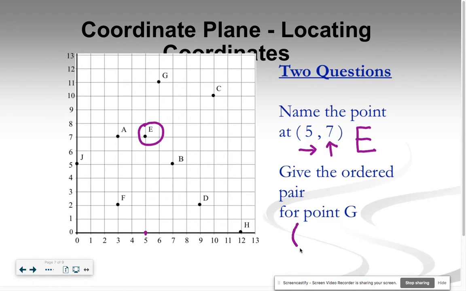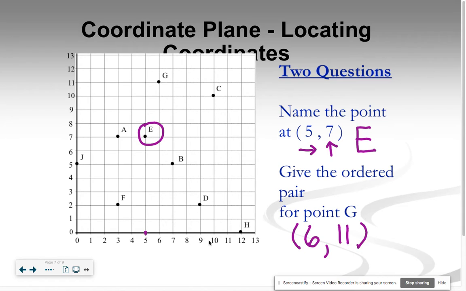Ordered pairs, again, are always within parentheses, and we have a comma between them. The first number tells us over. So we're going to go all the way over until we get to G. If we notice, right here's G. So as we went over, we stop at 6. So we went over to 6. Now we have to see how much we go up. And we went up to 11.